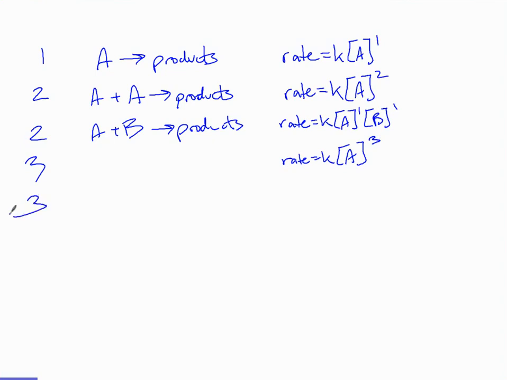Next one, the molecularity is also 3. We have A plus 2B. Rate equals K, there's concentration of A, what's the order? Concentration of B, what's the order? And last one, also molecularity of 3, we have A plus B plus C yielding products. Rate equals K, what's the order?